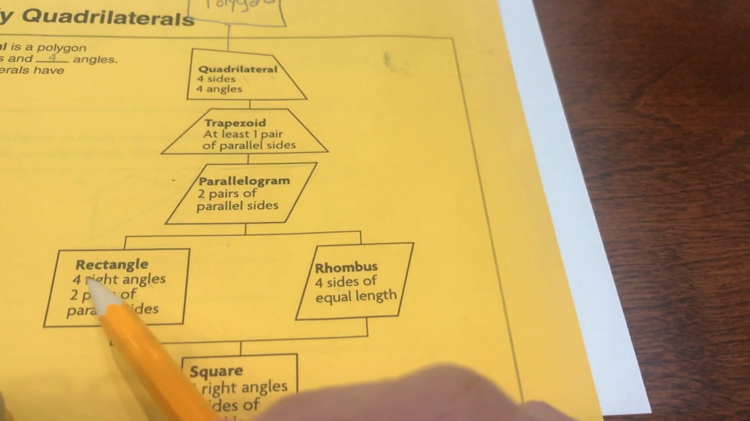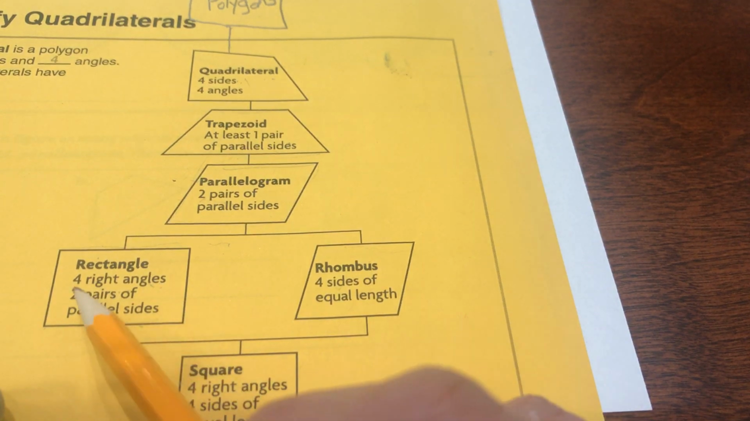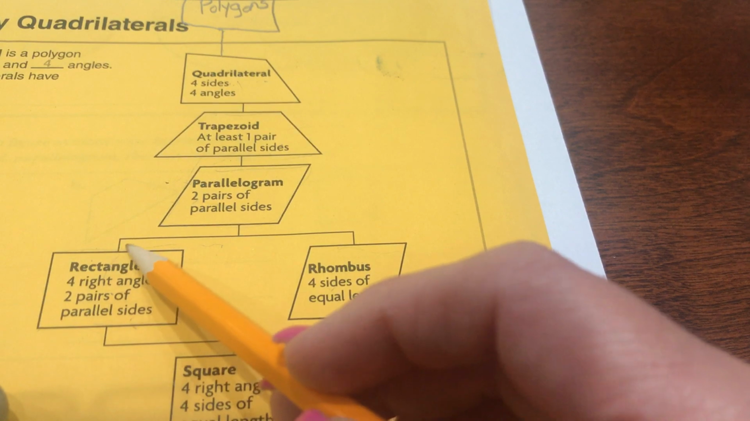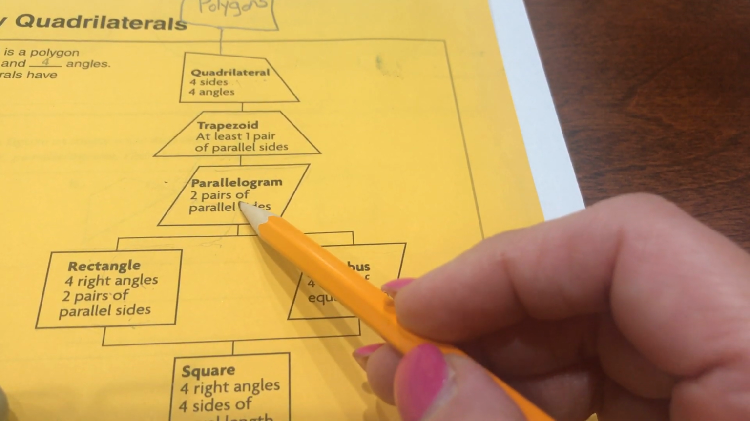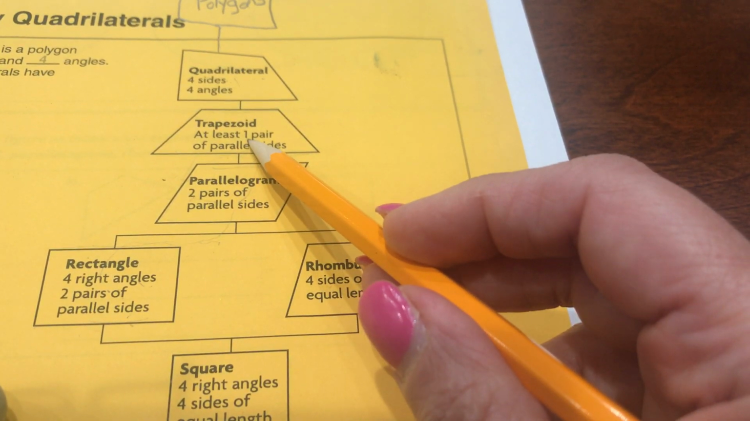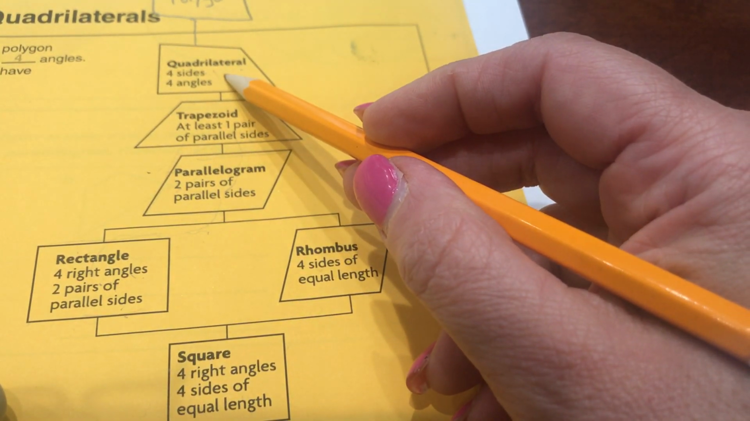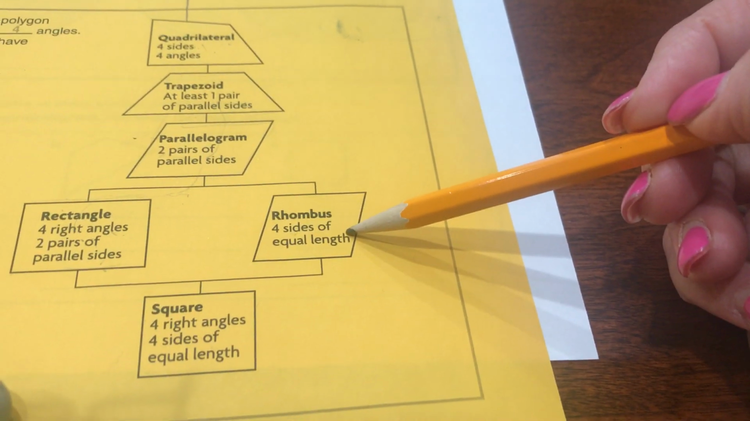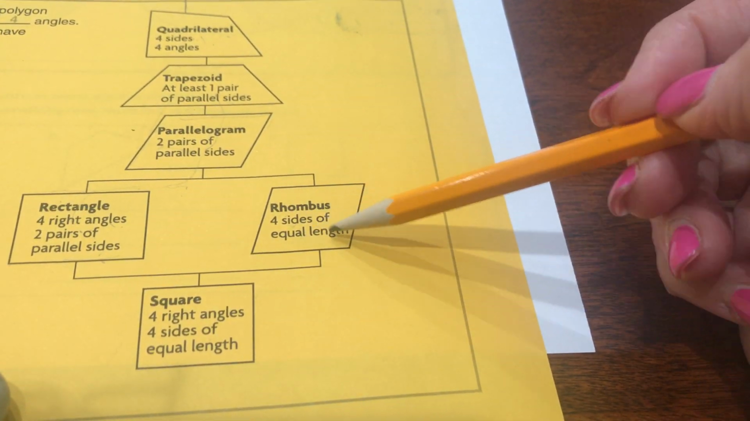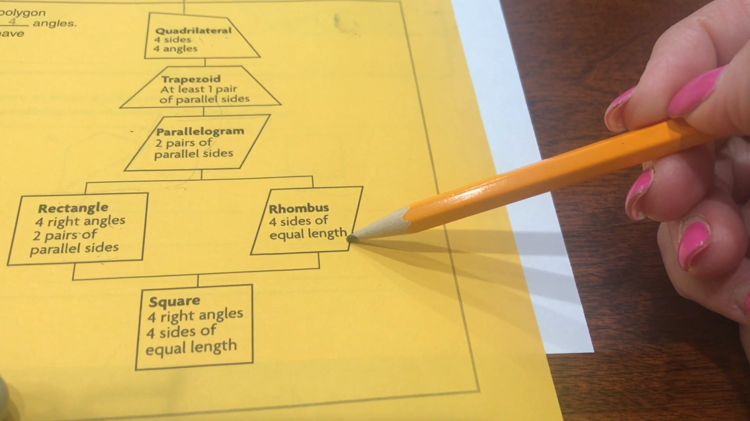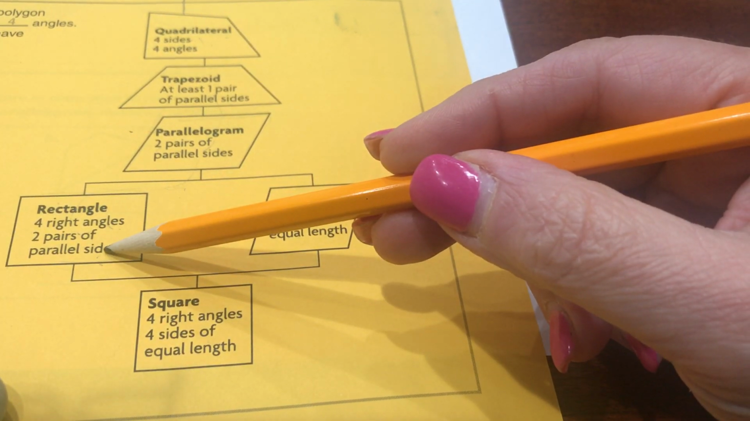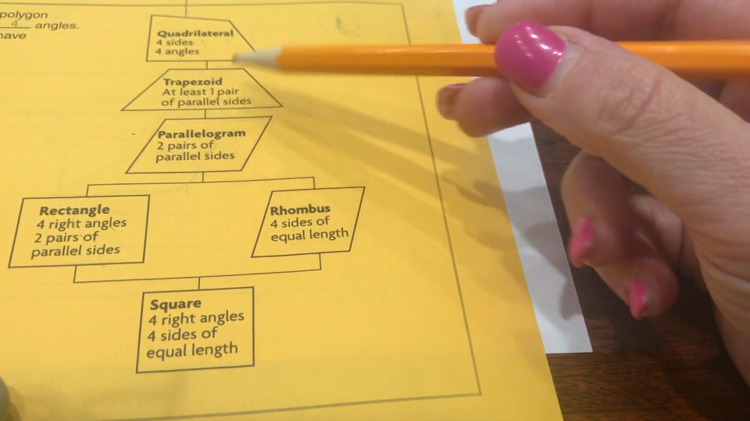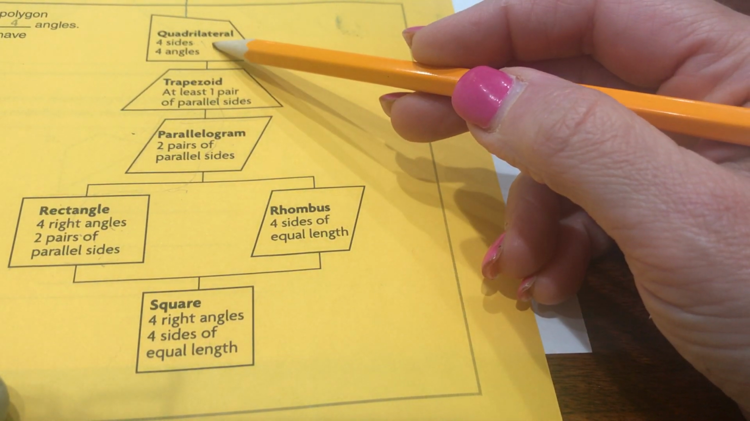To be a rectangle, you need to have 4 right angles and 2 pairs of parallel sides. But if you're a rectangle, then let's climb up the ladder here. You're also a parallelogram, a trapezoid, and a quadrilateral. On the other side, to be a rhombus, you have to have 4 sides of equal length. But you don't have to have the 4 right angles like the rectangle. But if you're a rhombus, then you're a parallelogram, a trapezoid, and a quadrilateral.